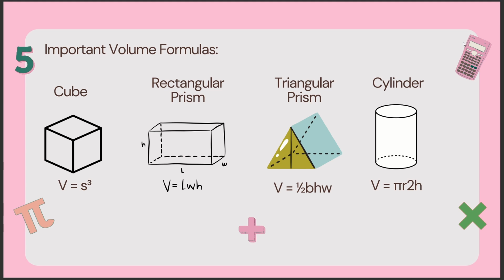Next is we have the rectangular prism. So, we have the formula V or volume is equals to length times width times height. So, that is for rectangular prism. So triangular prism, we have volume is equals to 1/2 times length times width times height. So that is for triangular prism. So lastly, we have cylinder. V or volume is equals to pi times radius squared times height.